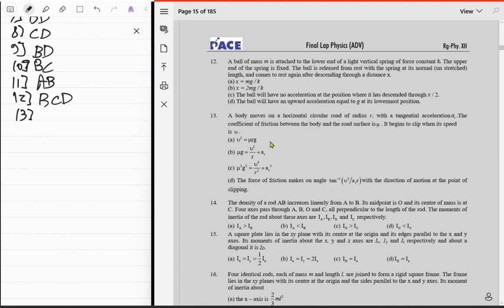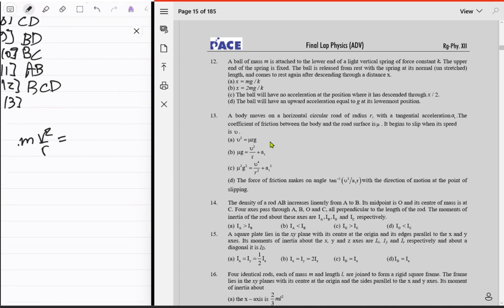अच्छा, तो कब स्लिप करना शुरू होगा? Well, v squared upon r is equal to the force, of course. The only forces on the body are the friction force and the normal force, and the normal force is just equal to mg. So mv squared upon r is the friction force itself.